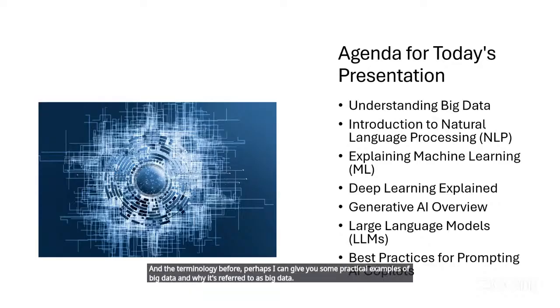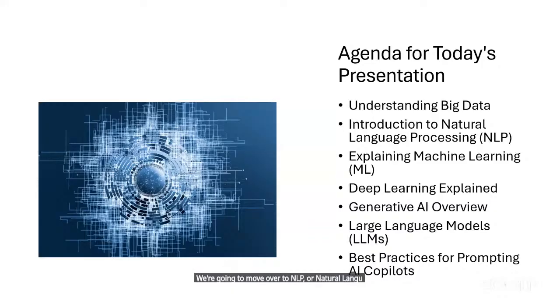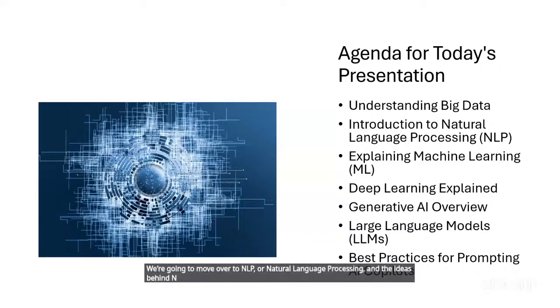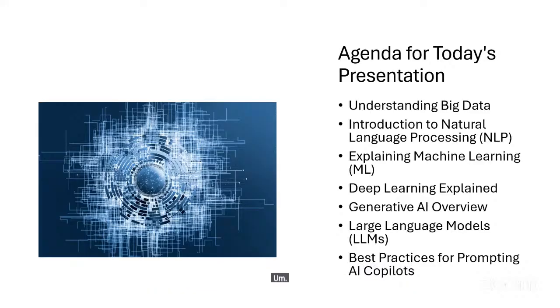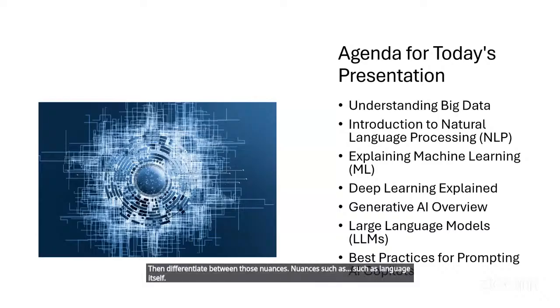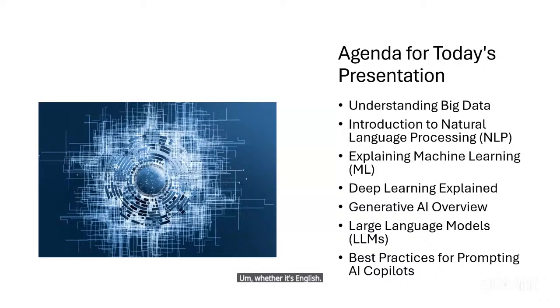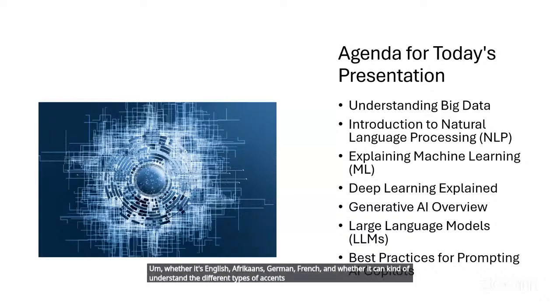We're going to move over to NLP, or natural language processing, and the idea behind NLP is for some type of artificial system to be able to interact and understand human language. There are a lot of nuances in human language, and maybe what we want to do is see if artificial intelligence can differentiate between those nuances. Nuances such as language itself, whether it's English, Afrikaans, German, French, and whether it can understand the different types of accents that people might have.